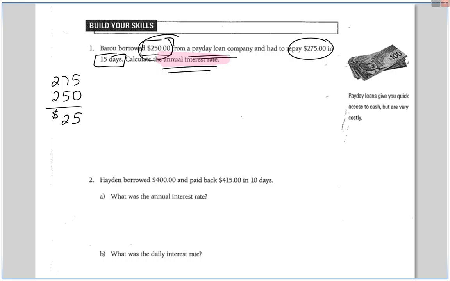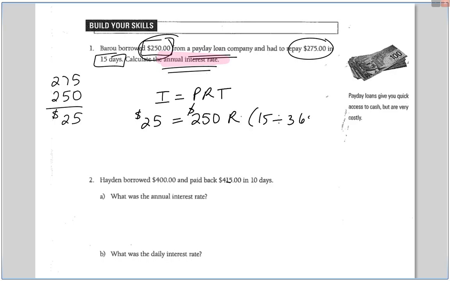For all questions in this section, we're going to use I equals PRT. In fact, for all questions in the chapter, you're going to use I equals PRT except when it says compound. So the interest is $25. That's what you paid to borrow the loan. The principal of the loan was $250. You're trying to solve for R, and the time is 15 days, which we have to adjust by dividing by 365. So to solve for this missing variable R, all you have to do is a little bit of basic algebra.